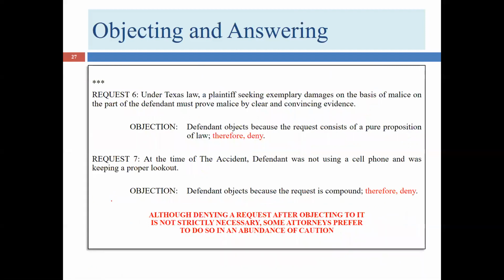And then we have another one. Because we have our objection. Now, technically, when you make an objection to a question, you don't have to deny it. But I think attorneys are a pretty cautious group, and usually people will go ahead and deny it. So defendant objects because the request consists of a pure proposition of law, therefore deny. Defendant objects because the question is compound, therefore deny.